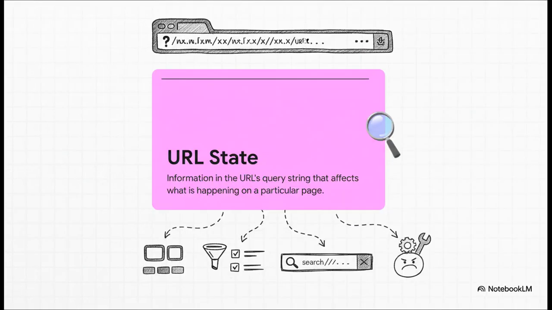Okay, next on the list, URL state. This is all that stuff you see in the browser's address bar after the question mark. Think about things like which filter is on, which tab is active, or what you just typed into the search bar. Trying to keep your UI perfectly in sync with that URL can be shockingly painful to get right. It's a classic source of bugs.